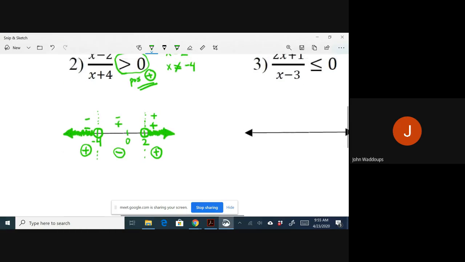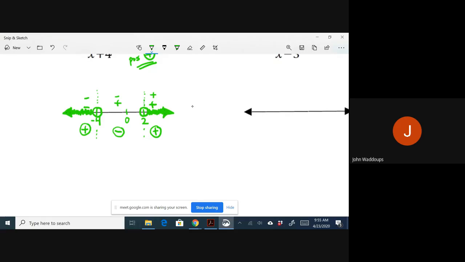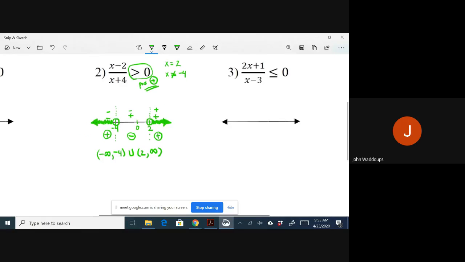Now what we do is include the intervals. So this goes clear off to the left, clear to -infinity, and it goes to -4. Combined with the part on the right, which starts at 2 and goes clear off to the right, which is clear off to positive infinity. All right, does that make sense?